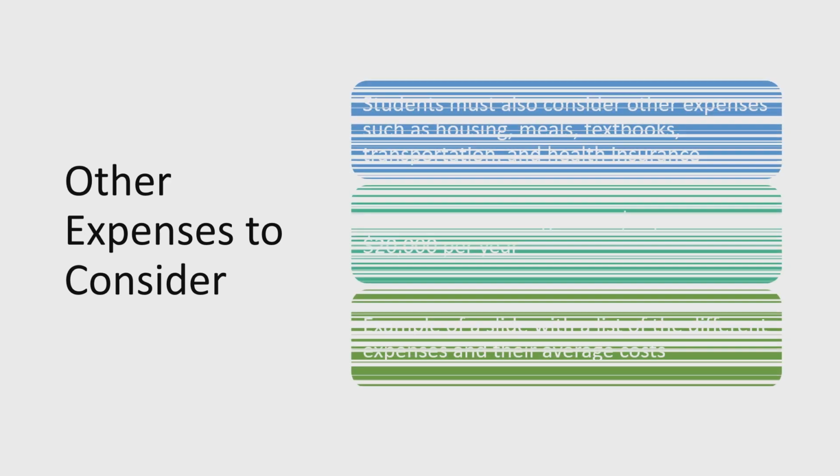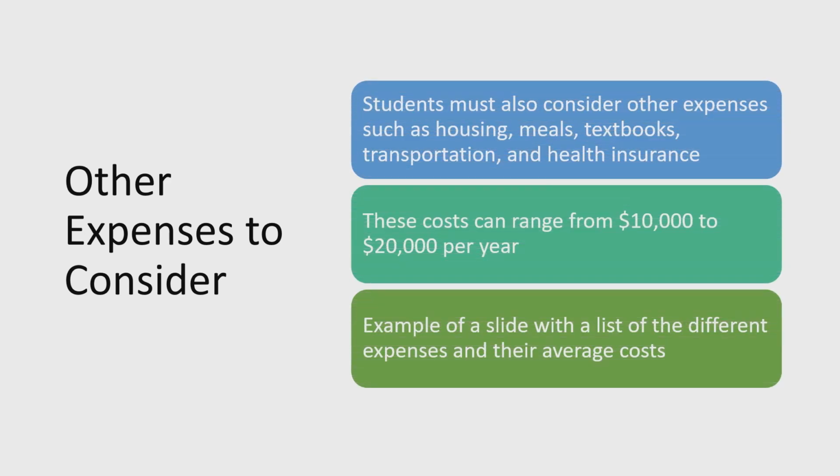Now coming to the other expenses which I spoke about in my first video, in my first half. Those include housing, meals, and textbooks. Those come somewhere from $10,000 to $20,000 per year. These expenses vary from place to place. As I told you, where you stay in the US matters a lot, and also which kind of transportation you are taking. So it will range somewhere from $10,000 to $20,000 per year, and this cost will again be decided by the universities.